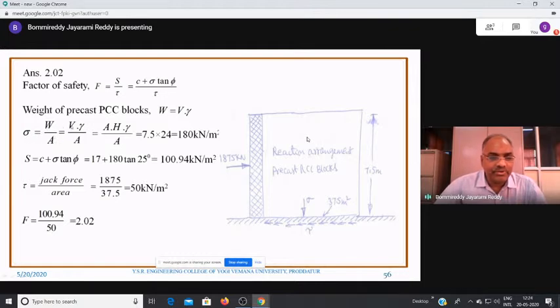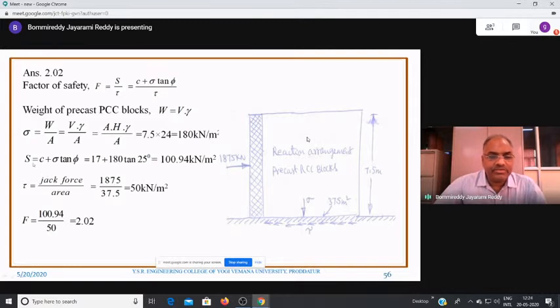What is W? Volume into density by area. Volume is nothing but area into height, and area gets cancelled. You will get height into density. Height is 7.5 meter, density 24, so 180 kilonewton per square meter. So that means the sigma value is now 180 kilonewton per square meter.